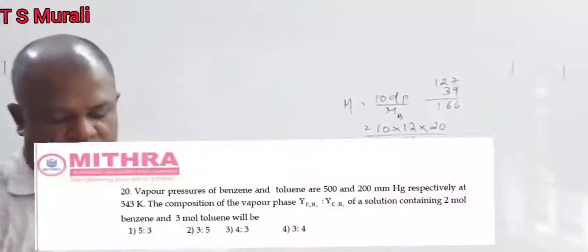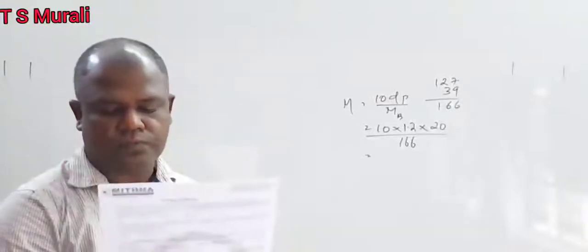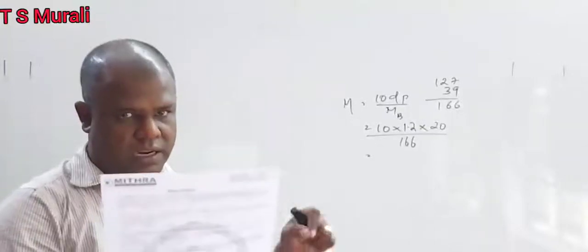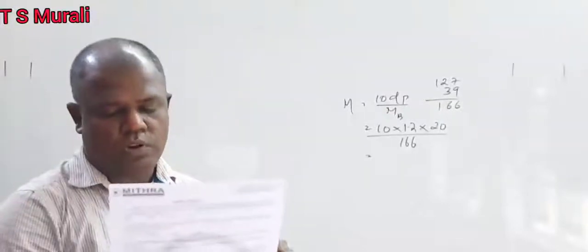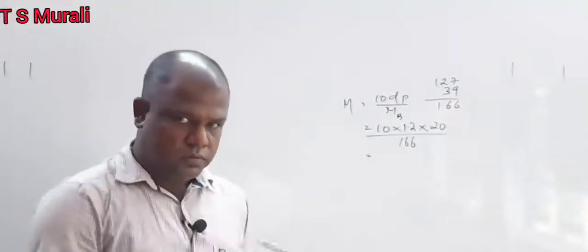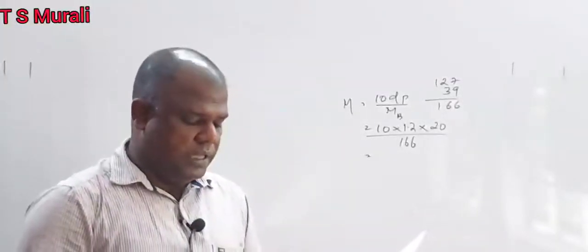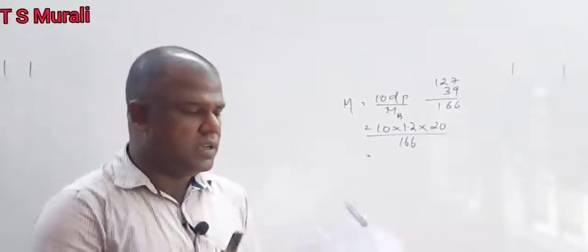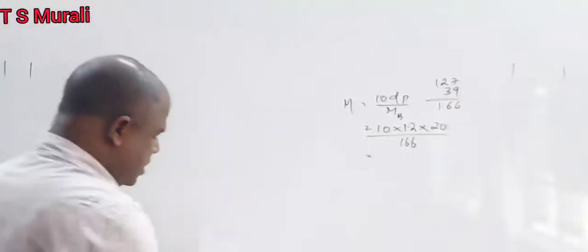Vapor pressures of benzene and toluene are 500 and 200 millimeter of mercury respectively at 343 Kelvin. Composition of the vapor phase Y, they are giving the symbol Y, benzene to toluene, of a solution containing 2 mole of benzene and 3 mole of toluene. The solution is formed by mixing 2 mole of benzene and 3 mole of toluene. Their pure vapor pressures are given, and you are asked to find the composition, meaning mole fraction, in the vapor phase. That means similar to the first question. So I am going to find the total pressure, because total pressure and partial pressure, everything is required here.